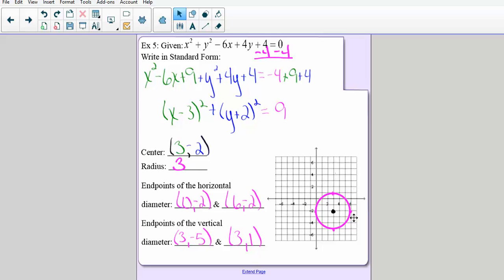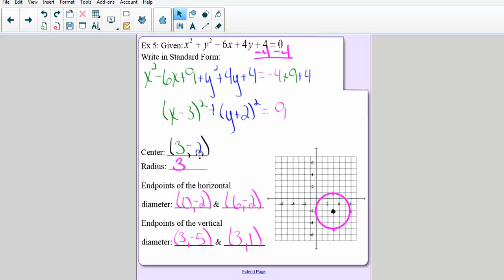Again, you can graph it, get your horizontal and vertical diameters, or you can do it without the picture like I said. 3 minus 3 is 0. The y wouldn't change if I'm going horizontal. Think translations. If I'm at 3, -2, and I go left 3, that's the same as 3 minus 3, 0. If I'm at 3, -2, and I go right 3, that's the same as adding 3 to my x-coordinate. So 3 plus 3 gives me 6. The y does not change.